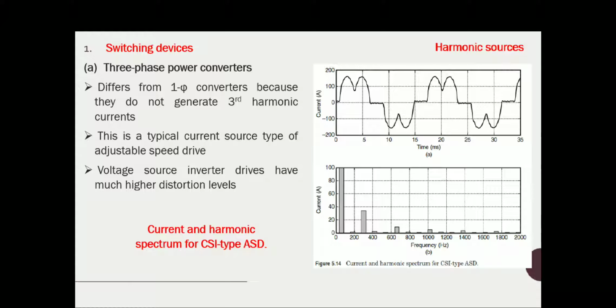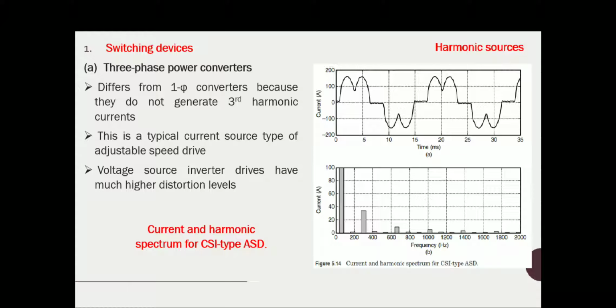So nonlinear industrial loads can generally be grouped into three categories: switching devices, arcing devices, and saturable devices. In the switching devices, we are going to discuss some harmonic effects of three-phase power converters. Three-phase power converters can be either a voltage source inverter, a current source inverter, or a three-phase rectifier, etc.